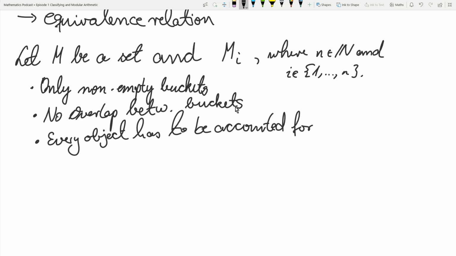But now we have to ask ourselves, what does it mean for this bucket to be non-empty? Well, mathematically, this would translate to Mi not being an empty set.